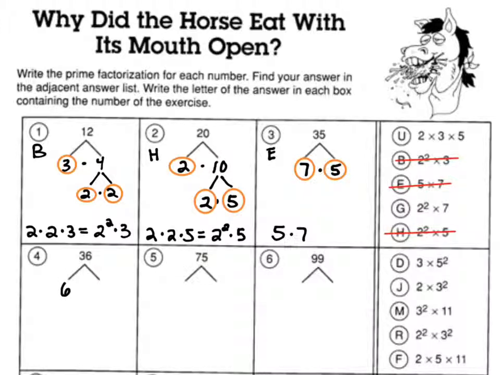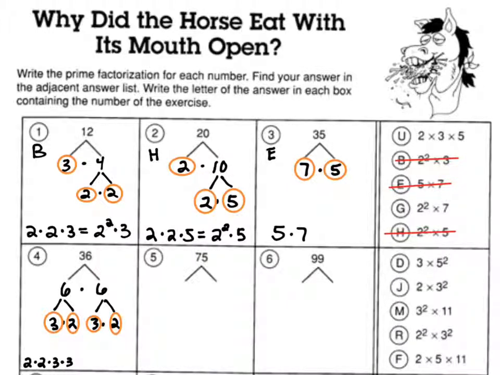Now, 36 is a little bit tricky. We go 6 times 6. Well, I didn't choose any number that's prime. Uh-oh, no big deal. We're just going to break down both of them. So 3 times 2 and 3 times 2. Now we have prime numbers. Let's circle those. Pick our fruit. 2 times 2 times 3 times 3.